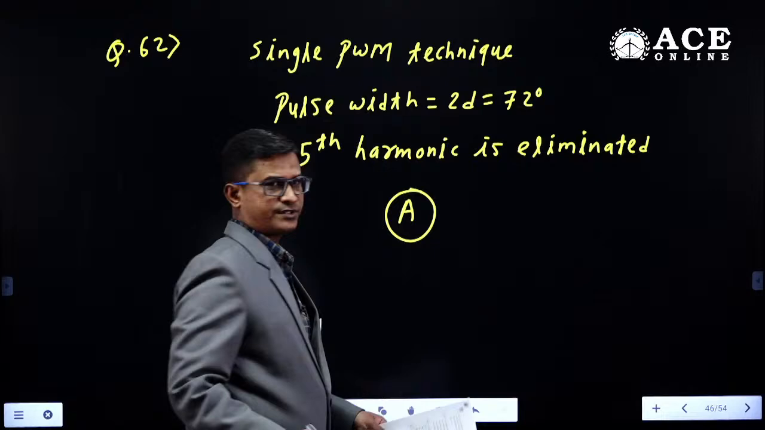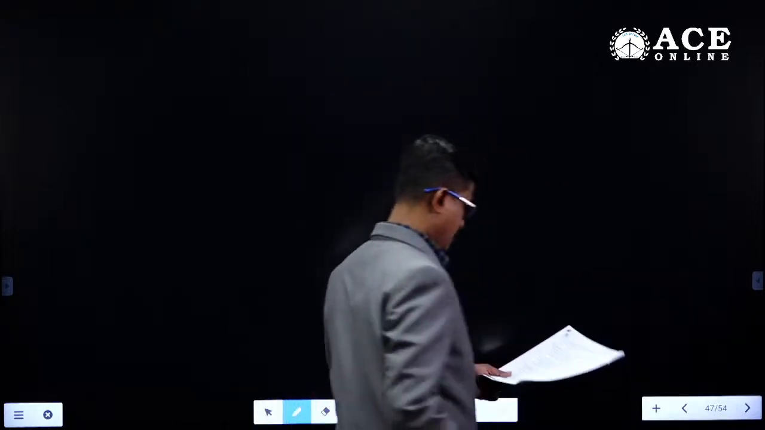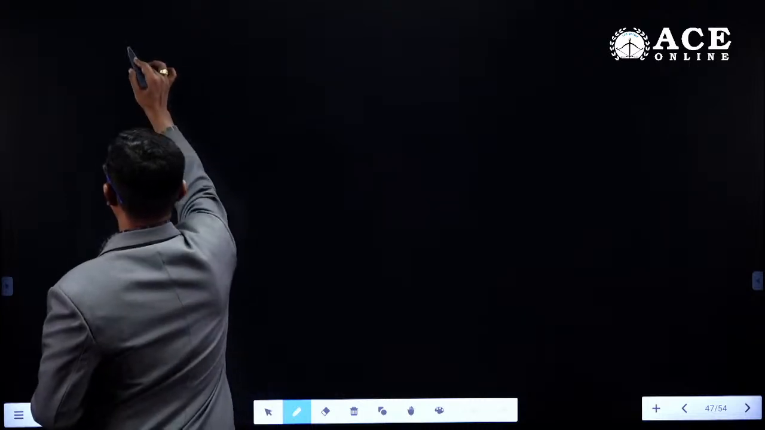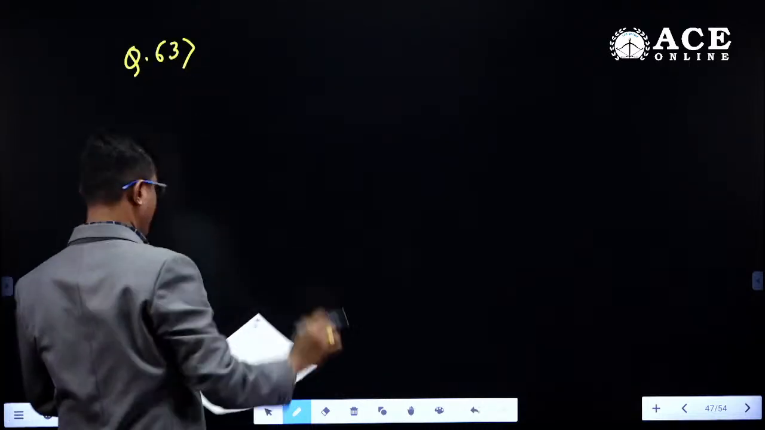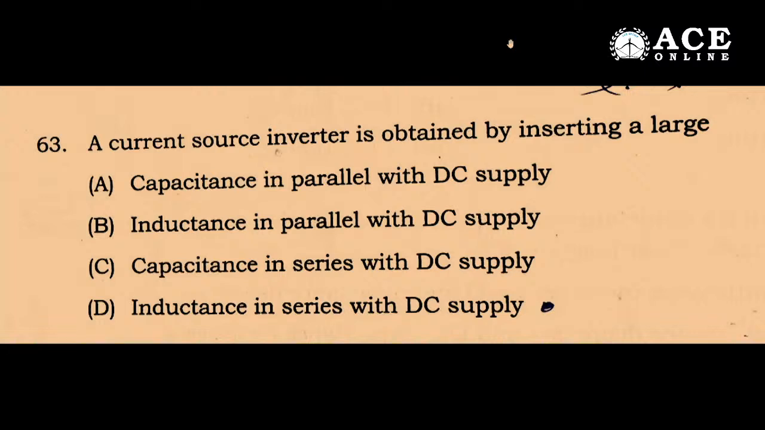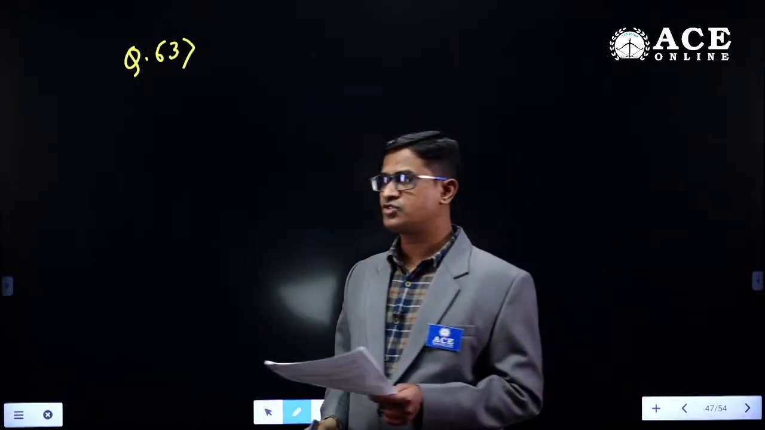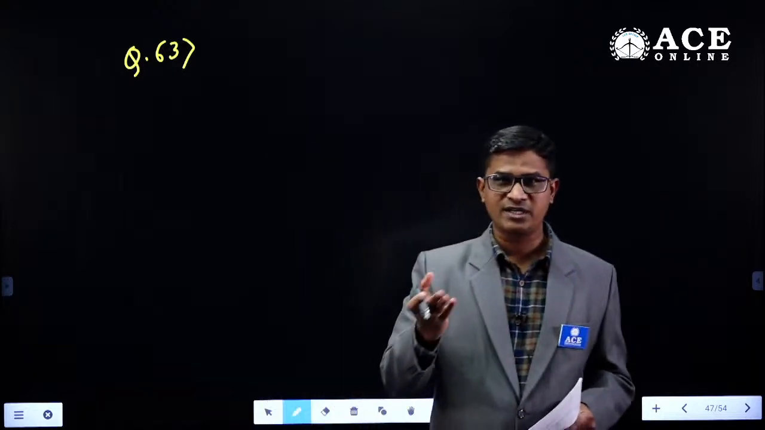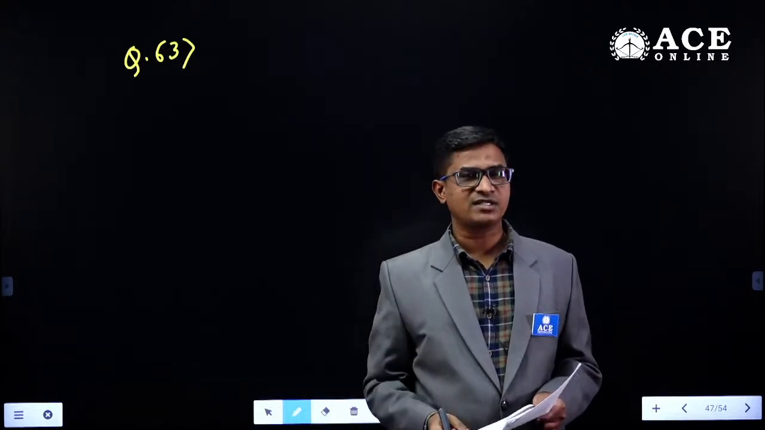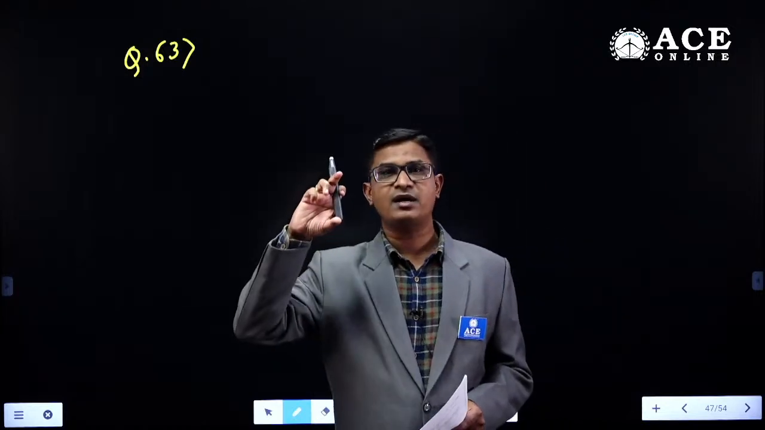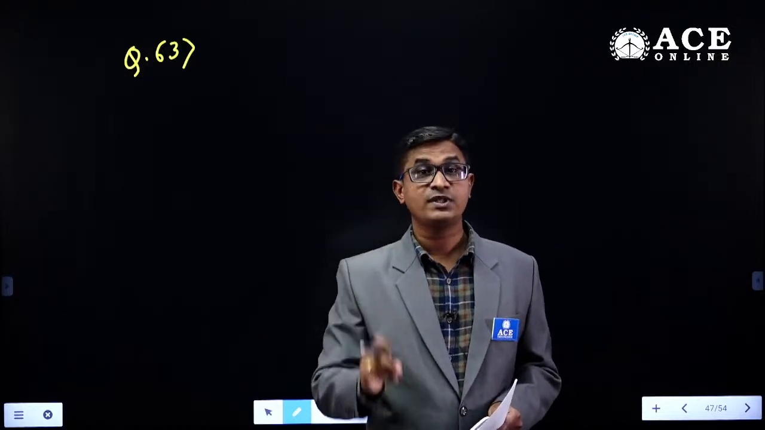All right. Next, let us discuss question number 63. A current source inverter is obtained by inserting a large capacitance in parallel with DC supply, inductance in parallel with DC supply, capacitance in series with DC supply, or inductance in series with the DC supply. So if you recall, in a current source inverter the input current is constant. And how do we generally construct the current source? By putting a high value of inductor in series with a DC supply.